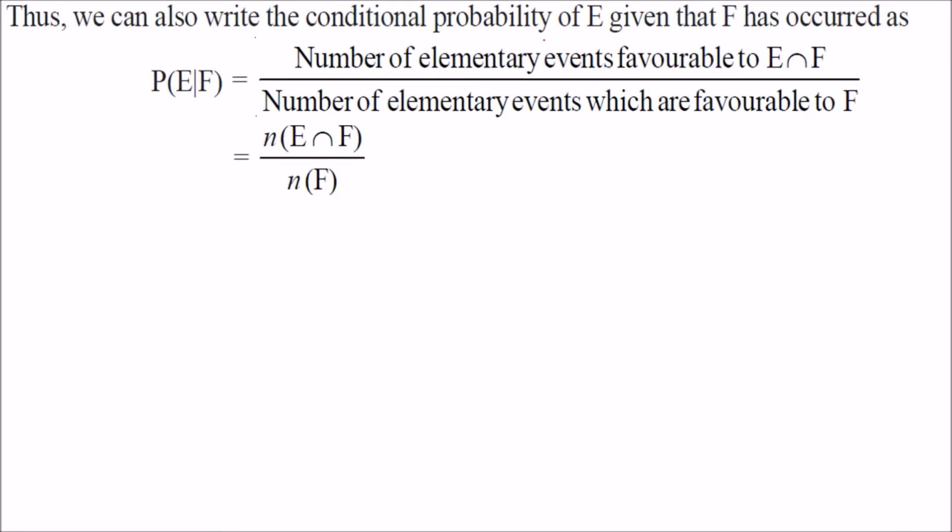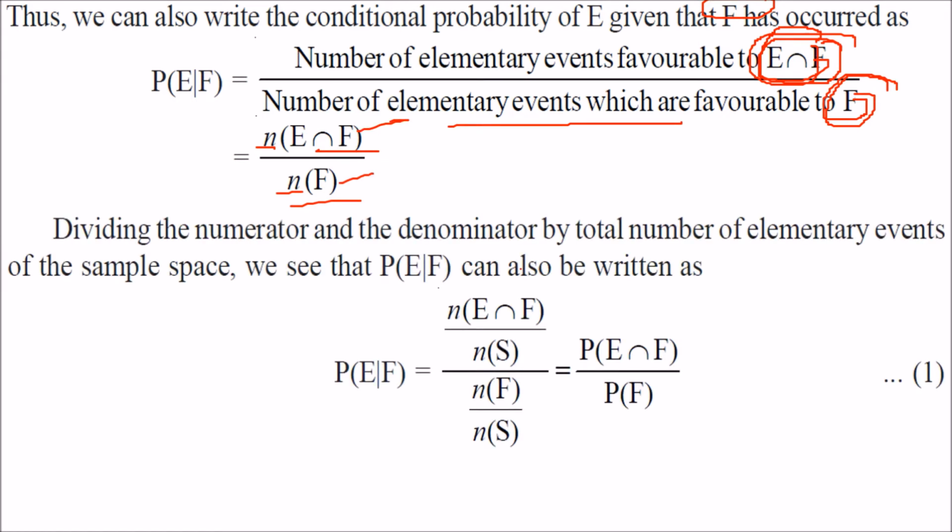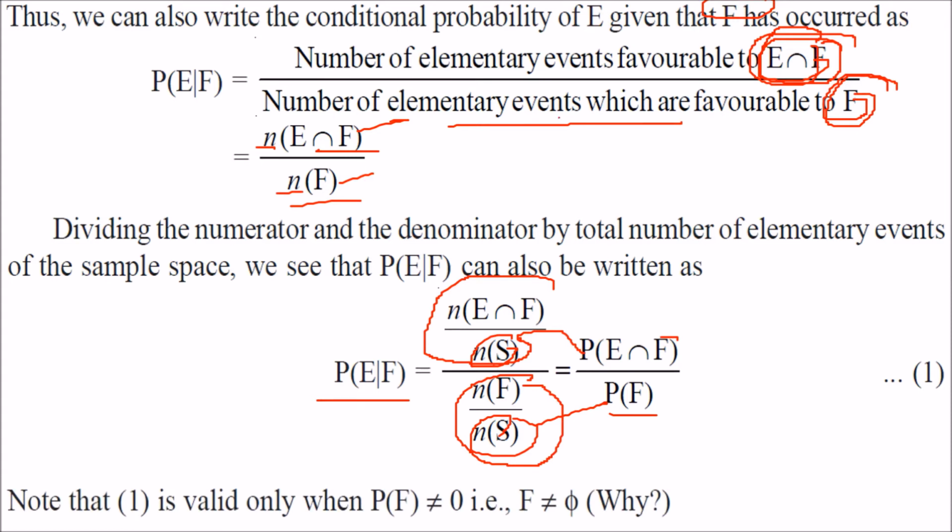Now we can write the conditional probability of E when F has occurred as the number of elementary events favorable to E intersection F divided by the number of elementary events favorable to F. That is, n(E intersection F) divided by n(F). Now let us divide the numerator and denominator by n(S), the total number of outcomes in the sample space. The numerator becomes P(E intersection F) and the denominator becomes P(F). So P(E|F) becomes P(E intersection F) by P(F). This is the formula we have to understand.